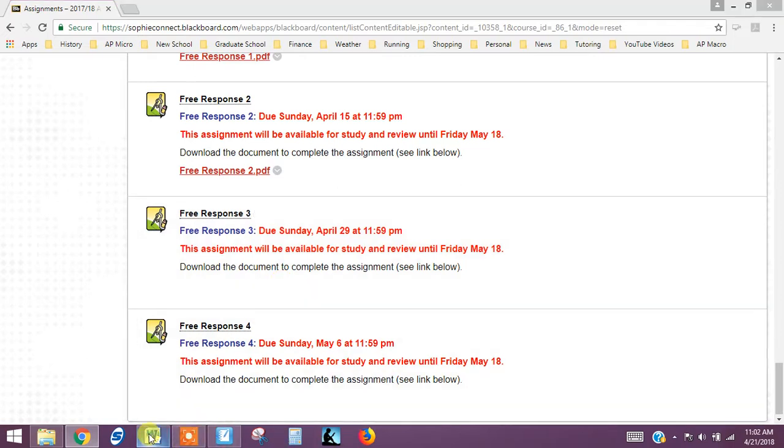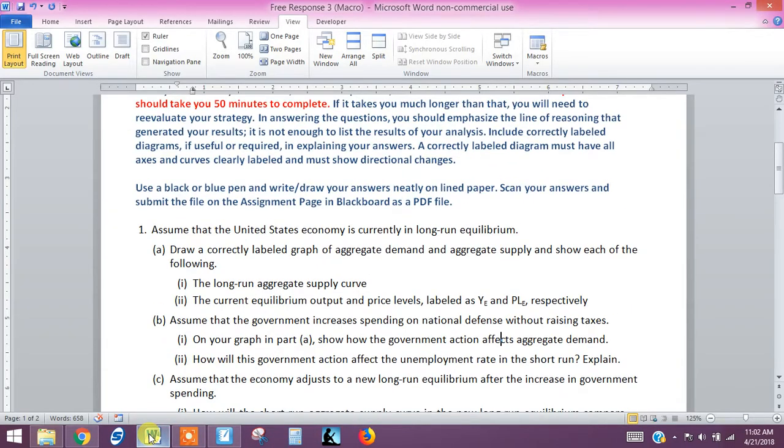So the first question is similar to what you've done before. You're being asked to draw a graph of the aggregate demand and aggregate supply of the U.S. economy in long-run equilibrium. Okay, so you want to make sure you have the long-run aggregate supply curve, and you want to show the current equilibrium output and price levels labeled as Y sub E and PL sub E. So what is that going to look like?